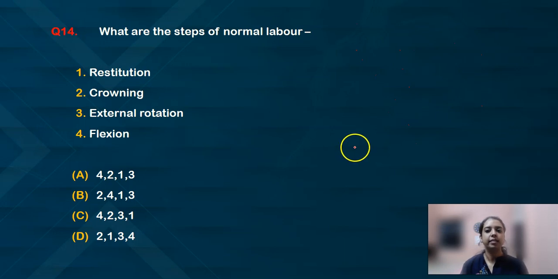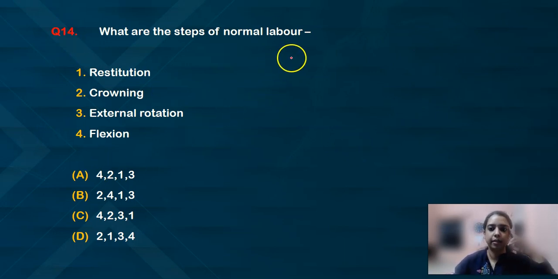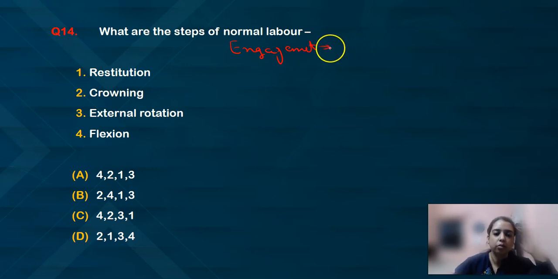Next, what are the steps of normal labor? Again, it is a very frequently asked question. The steps of labor are very important. So see, they are very basic. You don't have to rectify them. When labor starts, what happens first? First is the engagement. What is engagement? When your biparietal diameter crosses the pelvic inlet, that is engagement. So engagement is your first step.